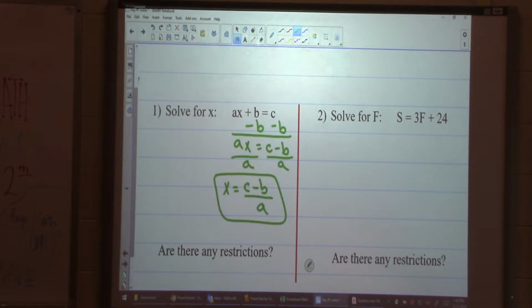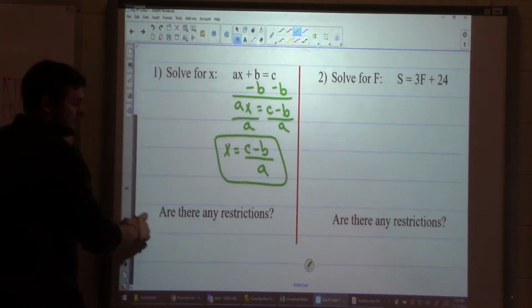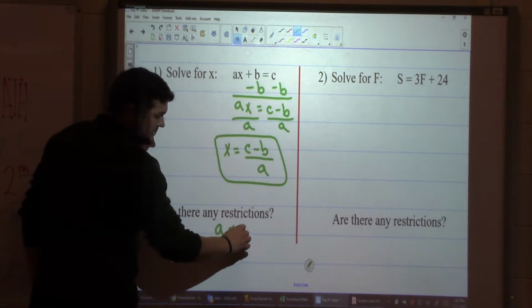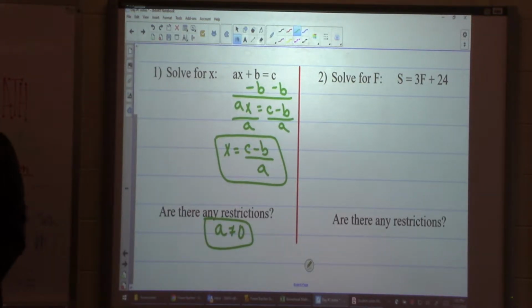Well, I solved for x. Are there any restrictions in that problem? Yeah, what would they be? a can't equal 0. Good. a cannot equal 0, right? It's in the denominator. Can't have that. a cannot equal 0. That would be my restriction. You just can't have 0 in the denominator. Right?